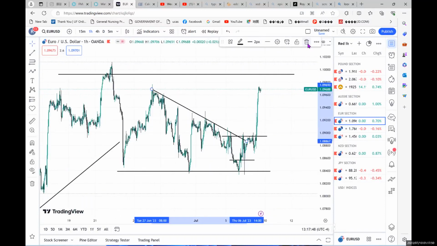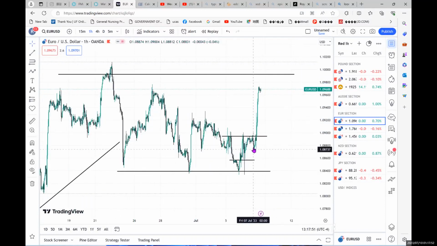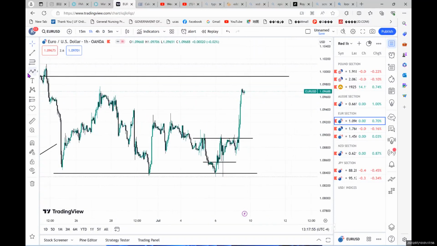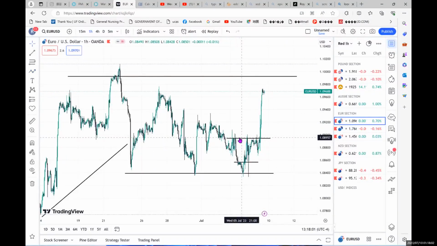So now there's nothing we can really do here because this was a massive push. So price can definitely give us a pullback next week and then a continuation to the upside. So I'm still looking for buys on EUR/USD, but we have to wait for a pullback first.